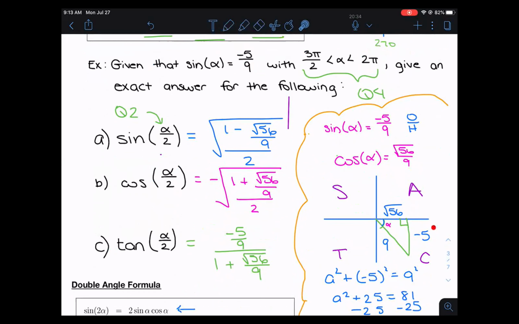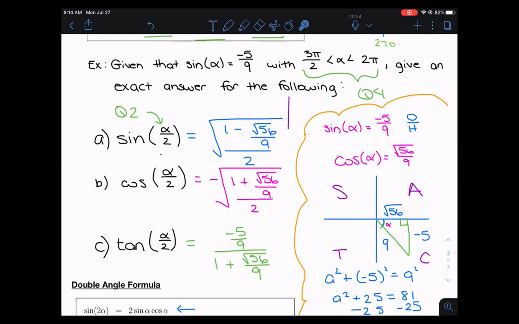It came from here, but it also is because of the axis. So since we know that it is in quadrant 4, the opposite side in this quadrant has to be negative because of the axis. So they both go with each other. So it's negative from the given and because of the axis, because it's negative on the axis.